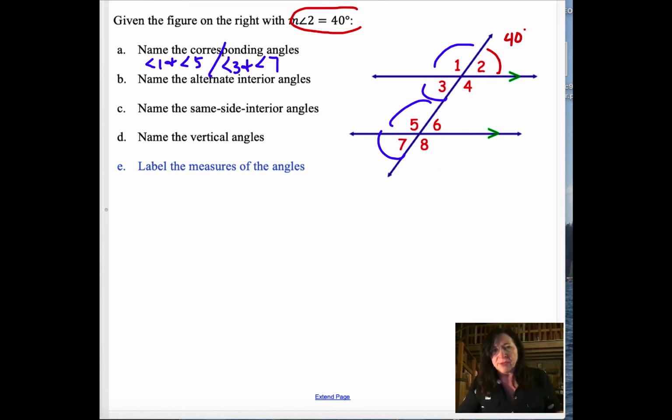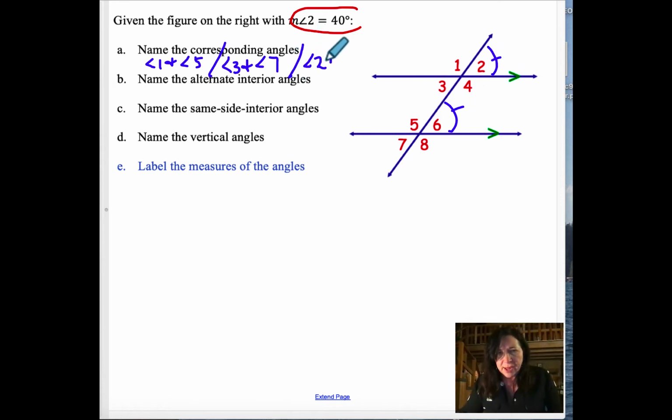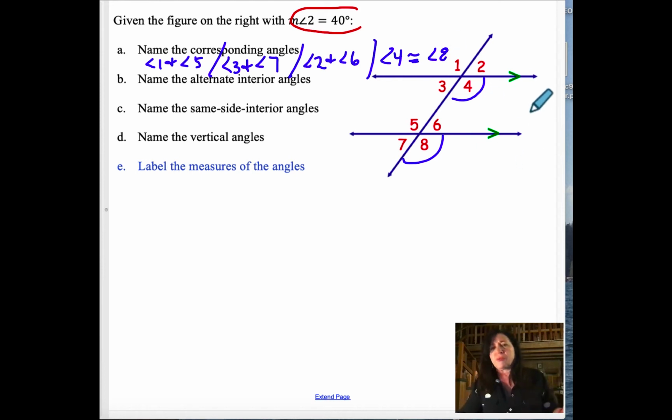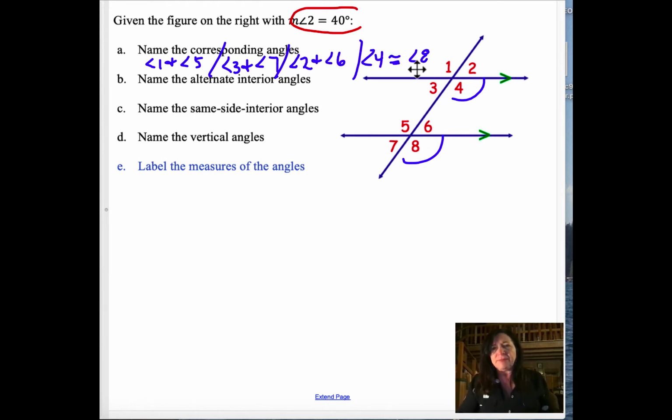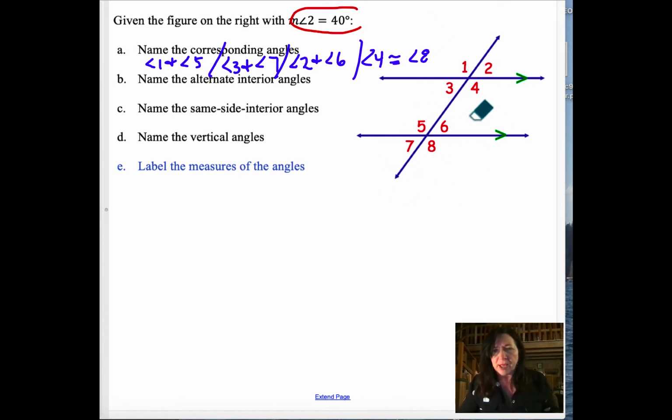Okay? So I'm going to erase these. And now I'm going to get to the other side to find the other corresponding. So angle 2 and angle 6 are also corresponding. And remember, corresponding angles are congruent. So angle 2 and angle 6 are congruent. And then lastly, angle 4 and angle 8 are congruent. So those are corresponding angles. Corresponding angles are congruent. Okay? So corresponding angles, check.